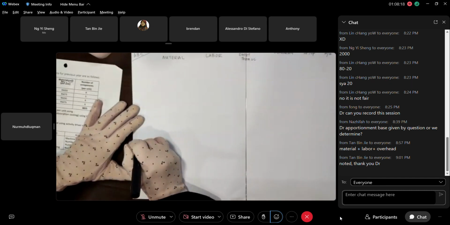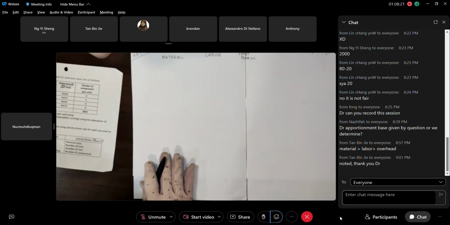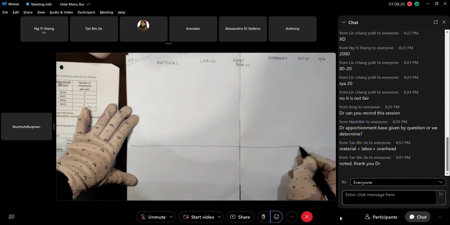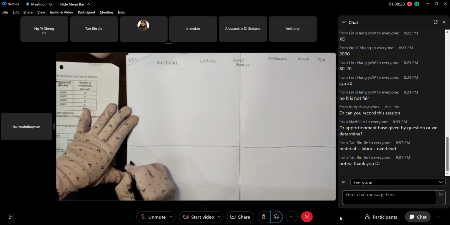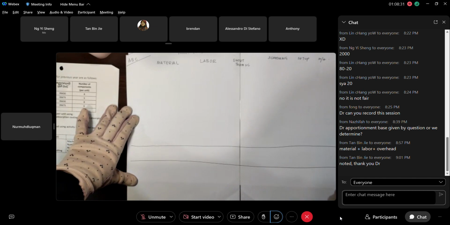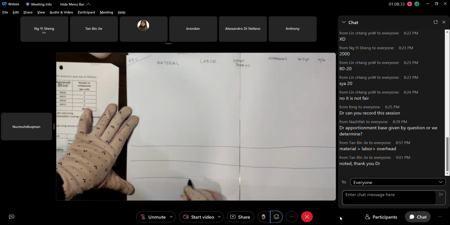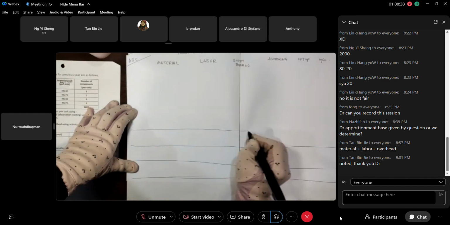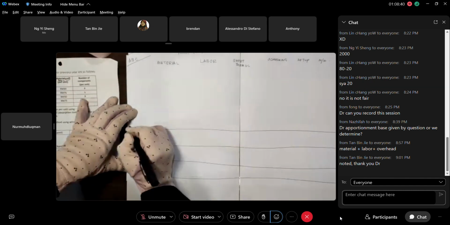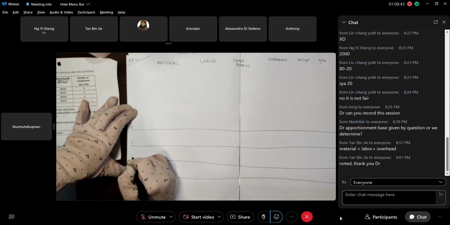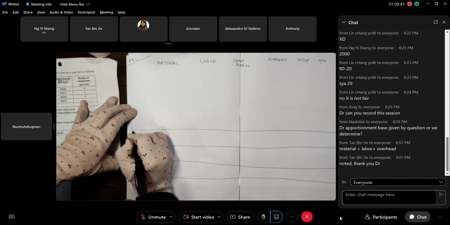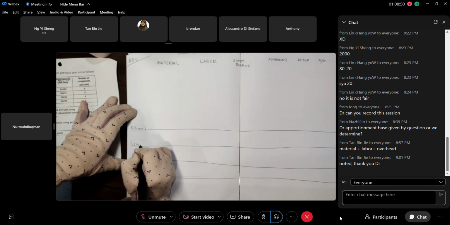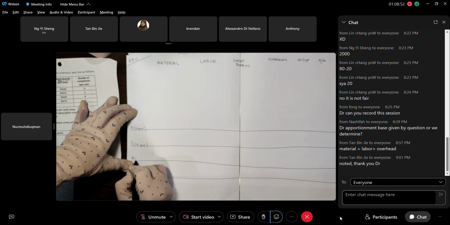Units, product, we have product K, L, M, N. Okay, ni produk K, L, M. Tadi 25 units kan? 25. 250.